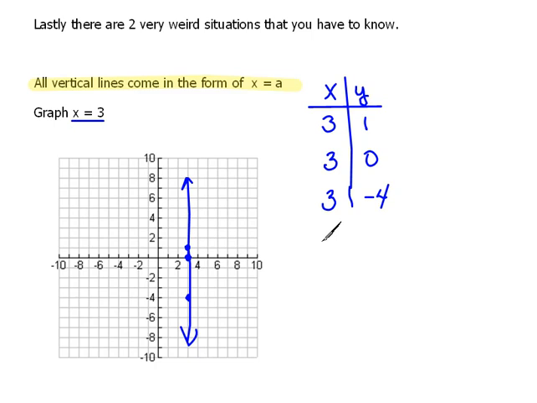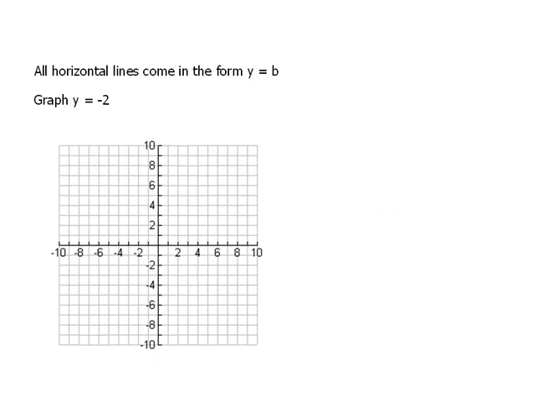Now notice also in here that the x-intercept is the point 3, 0. And for a y-intercept, actually we don't have one, do we? Because this thing is never ever going to cross the y-axis. So there is no y-intercept. Okay, let's look at the opposite of that.